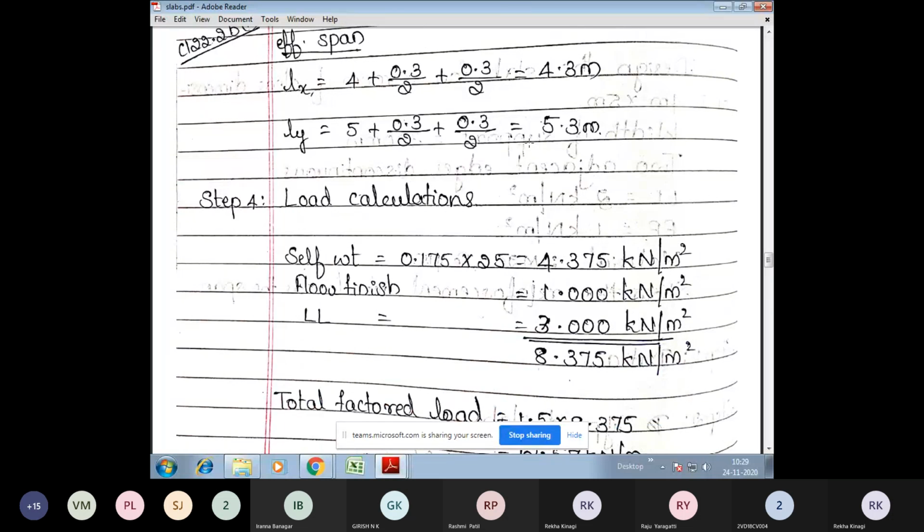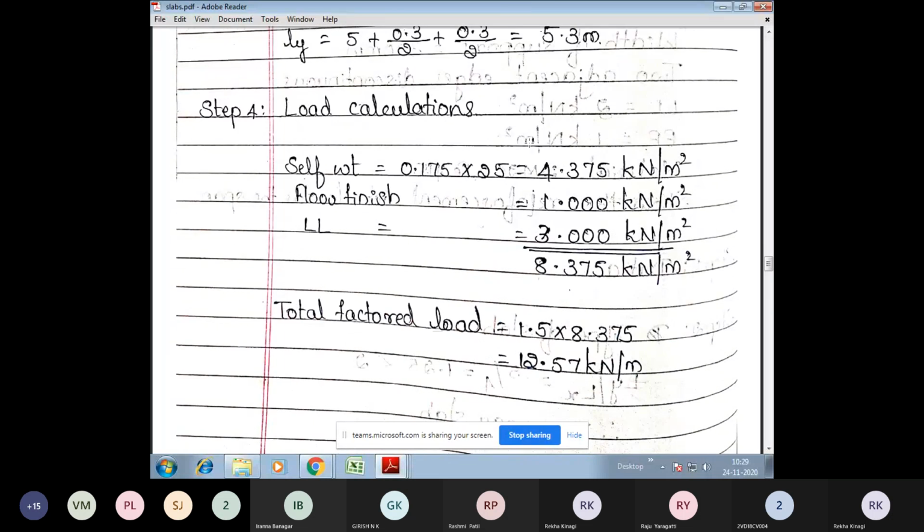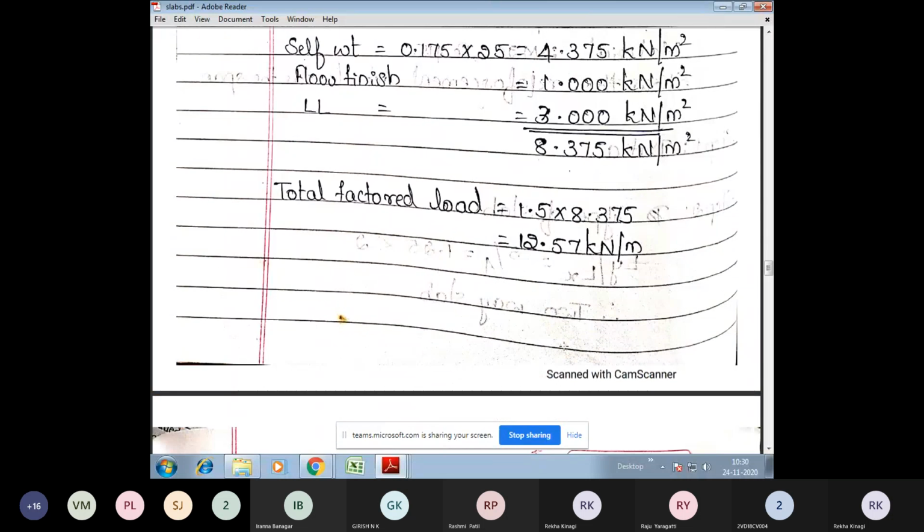And once we are done with Lx and Ly calculations, next thing is to go ahead with the load calculations. Self weight, that is overall depth multiplied with unit weight of RCC. Floor finish is considered as 1 kilonewton per meter square. Live load is 3 kilonewton per meter square. And the total is 8.375 kilonewton per meter square. And the total factored load, when we multiply partial safety factor, turns out to be 12.57 kilonewton per meter, considering per meter length.